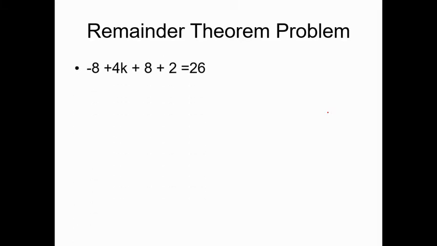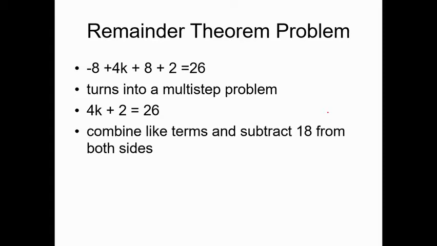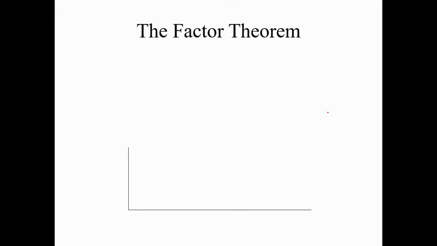which means that this turns into a multi-step problem. So I'm going to wind up with 4k plus 2 equals 26 because my 8's canceled. I will then subtract the 2 from each side, and I'll get 4k is equal to 24. I divide by 4, and my k is going to be equal to, that's right, k is going to be equal to 6. All right, so that's one way.